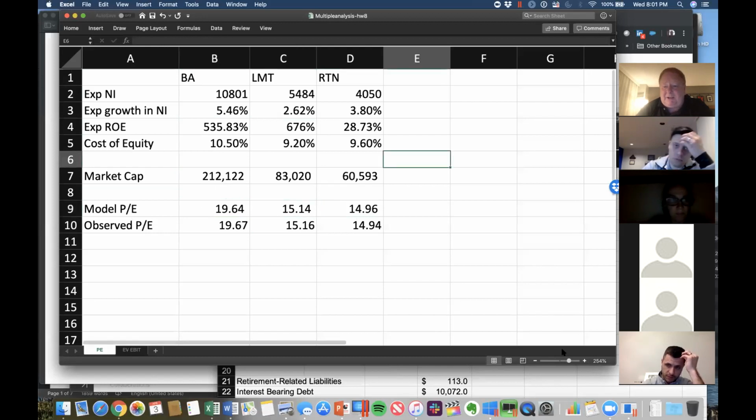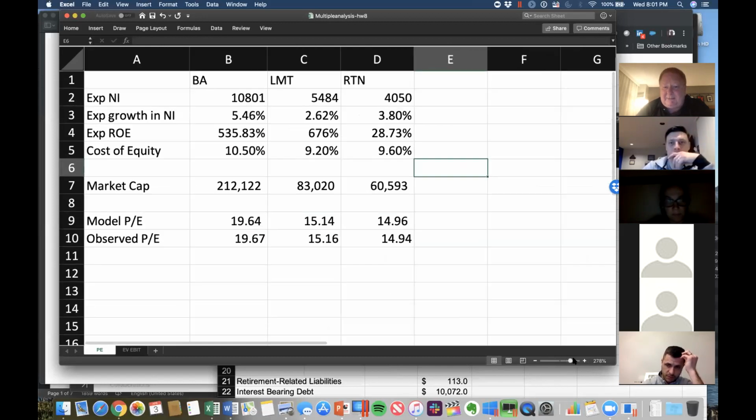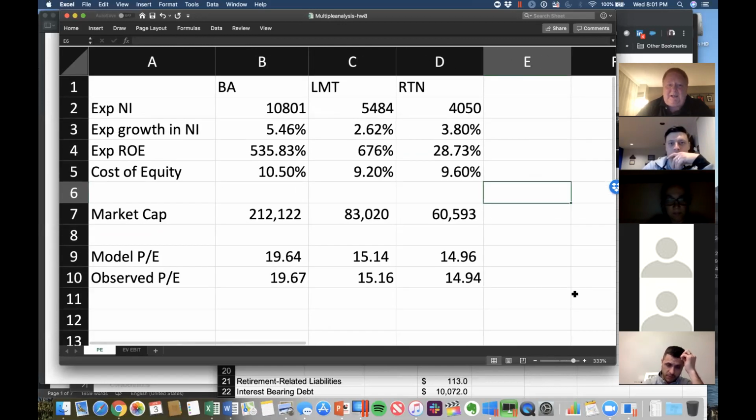So I'm going to pause here and let somebody explain to me why, at the time, Boeing was trading at a premium to Lockheed Martin. So you need the data. Tell me why.